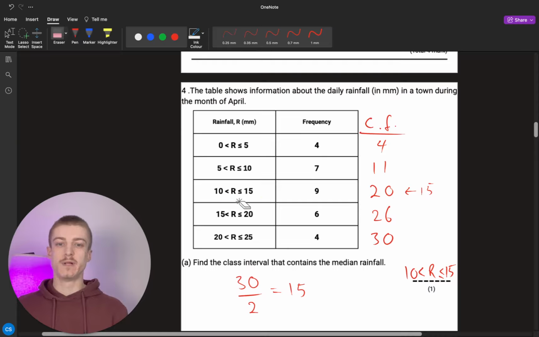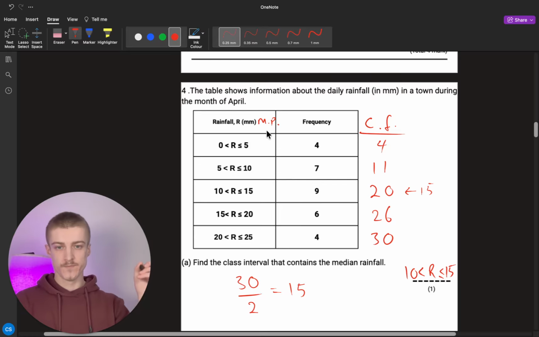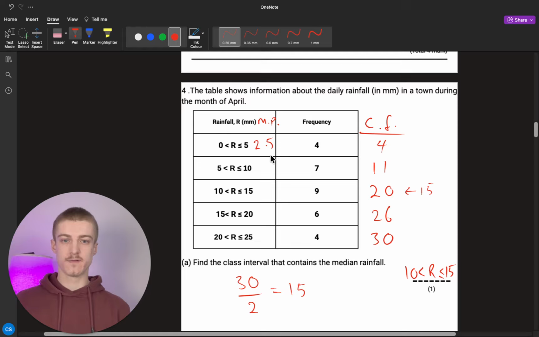So what do we need? We need another column. We need to find the midpoint of these class intervals. So the midpoint of 0 and 5, well, to find a midpoint between two numbers, we can add them together and divide by 2. Half of 5 is 2.5. Half of 15 is 7.5.